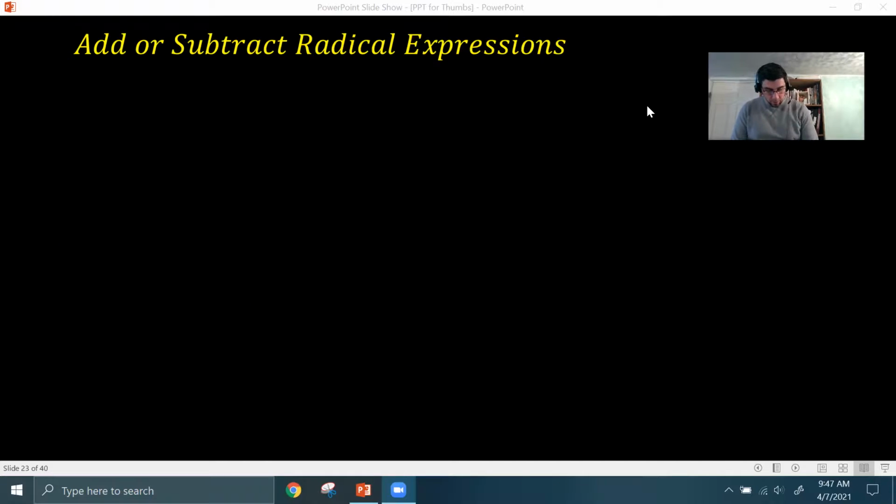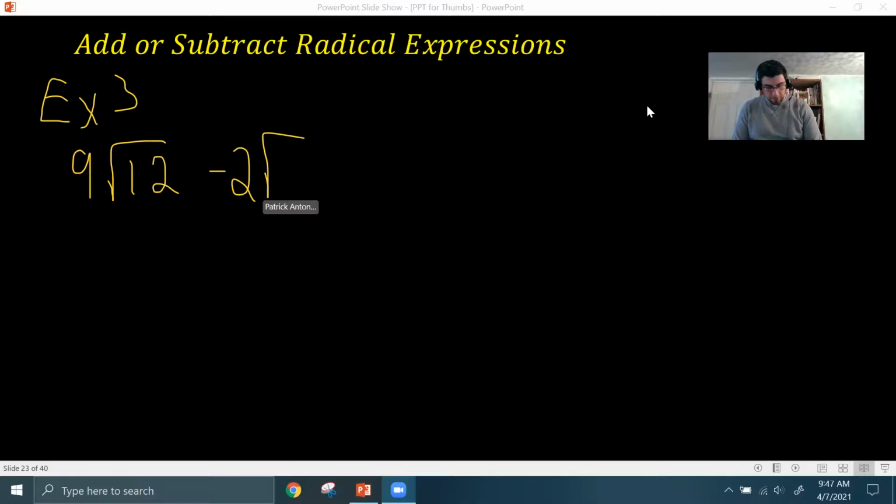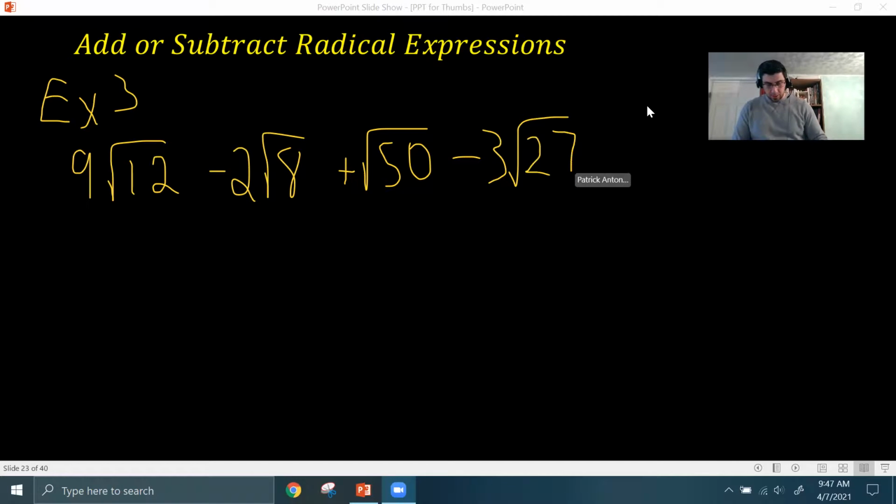All right, one more. I'm going to show you kind of a neat thing here. If I have 9 square root of 12 minus 2 square roots of 8 plus square root of 50 minus 3 square root of 27. Now again, none of them at face value are like terms. However, all of them have a perfect square factor. So let's see what that is.